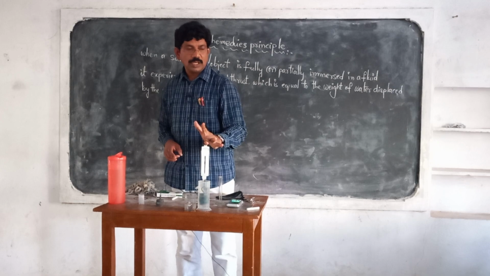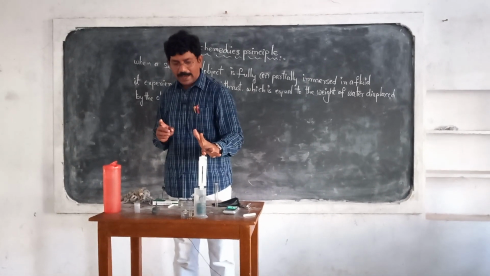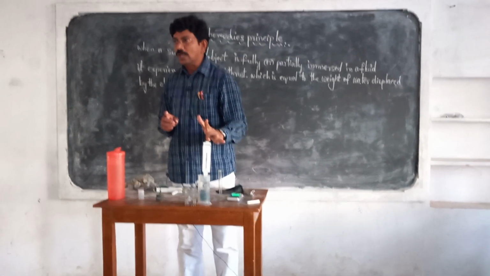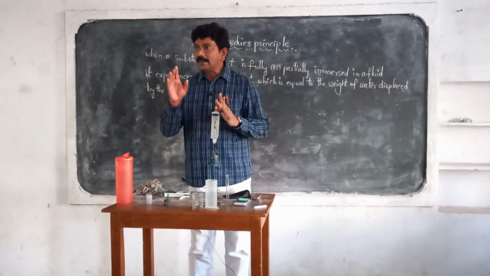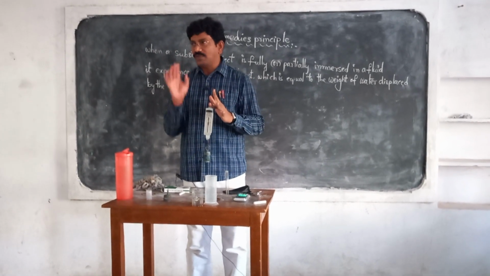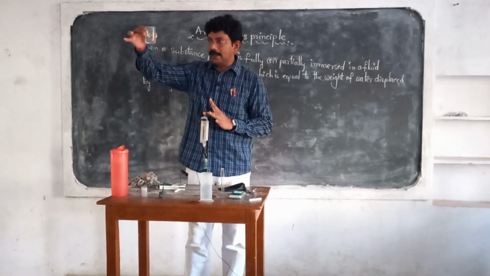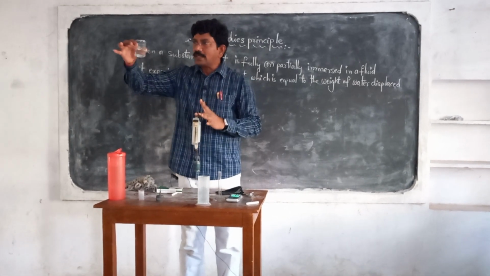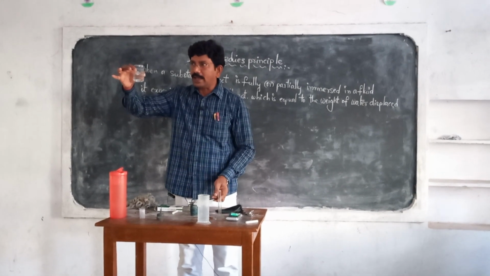What is the weight of the object in the water? 300 grams. In air its weight is 350 grams, in water its weight is 300 grams. So what is the loss in weight? 50 grams. So if I find the weight of the water displaced by this object, this weight must be equal to exactly 50 grams. Are you clear about that one?